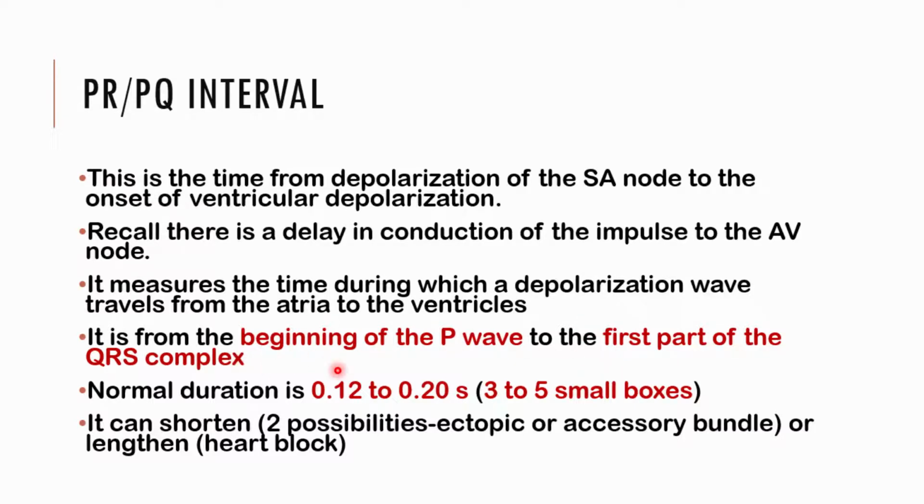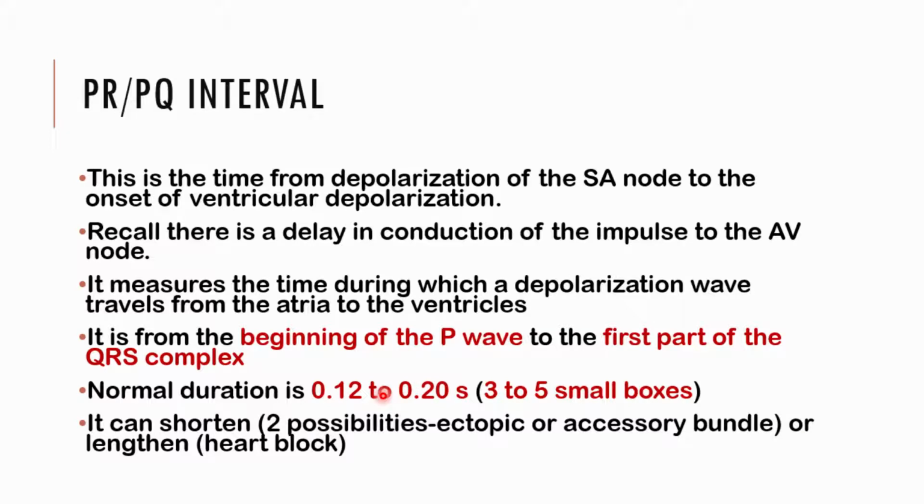So normally it should be 3 to 5 small boxes. So that's roughly 0.12 to 0.20 seconds. So 120 milliseconds to 200 milliseconds. So 3 to 5 small boxes. Like I said, it's much easier to remember the boxes than it is to remember these values over there.